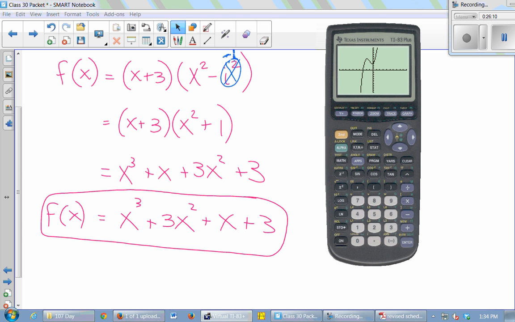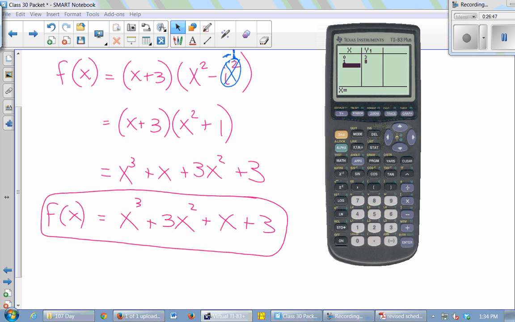i is imaginary. When you have imaginary zeros, they don't show up on the graph of the function. Your real zeros show up as x-intercepts. Your imaginary zeros show up as nothing. But does this go through the point (1, 8)? Does f of 1 equal 8? Let's check the table. If I put in a 1, I do get 8.